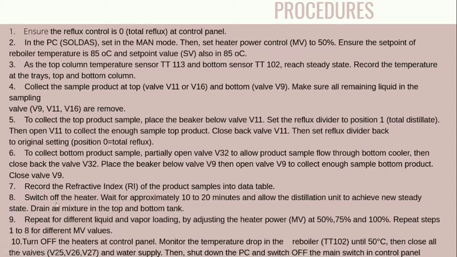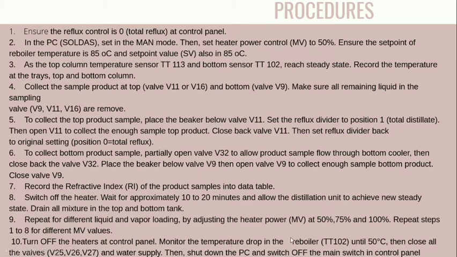Number 8, switch off the heater, wait approximately 10 to 20 minutes and allow the distillation unit to achieve new steady state and drain all mixture into the top and bottom tank. Number 9, repeat for different liquid and vapor loading by adjusting the heater power MV at 50%, 75% and 100%, repeat steps 1 to 8 for different MV values. Number 10, turn off the heaters at control panel.